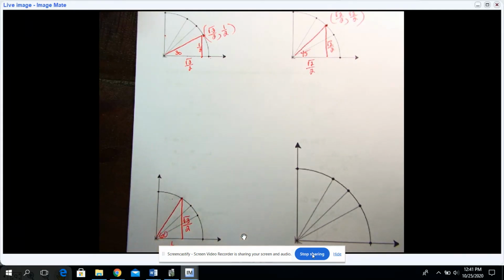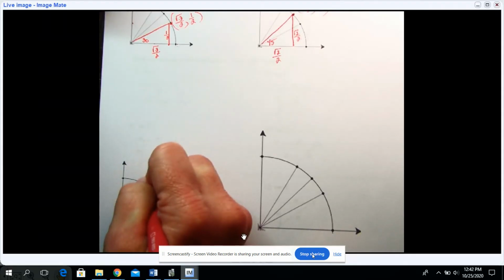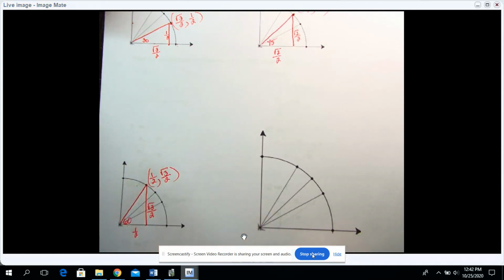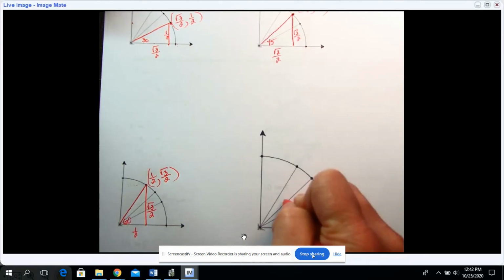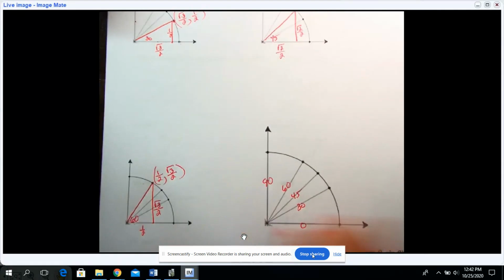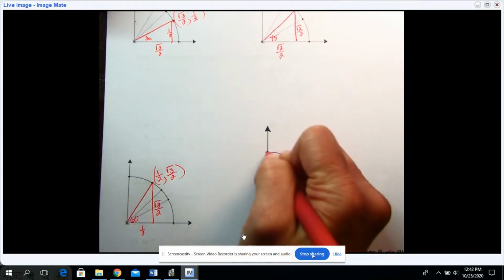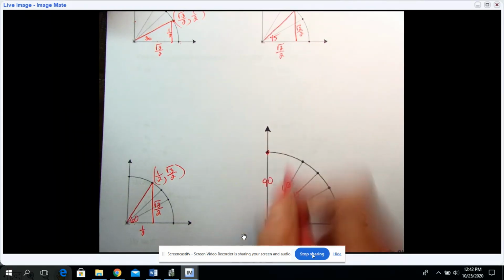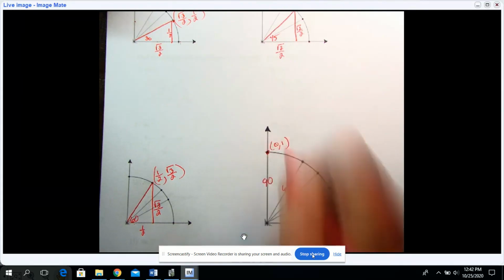All right, so then what you have is all of them together. For this one, your x value is 1/2, and then you have square root of 3 over 2. So you have 0 degrees, 30 degrees, 45 degrees, 60 degrees, and 90 degrees. This coordinate right here would be 1, 0. That's your x and y. This coordinate right here would be 0, 1.